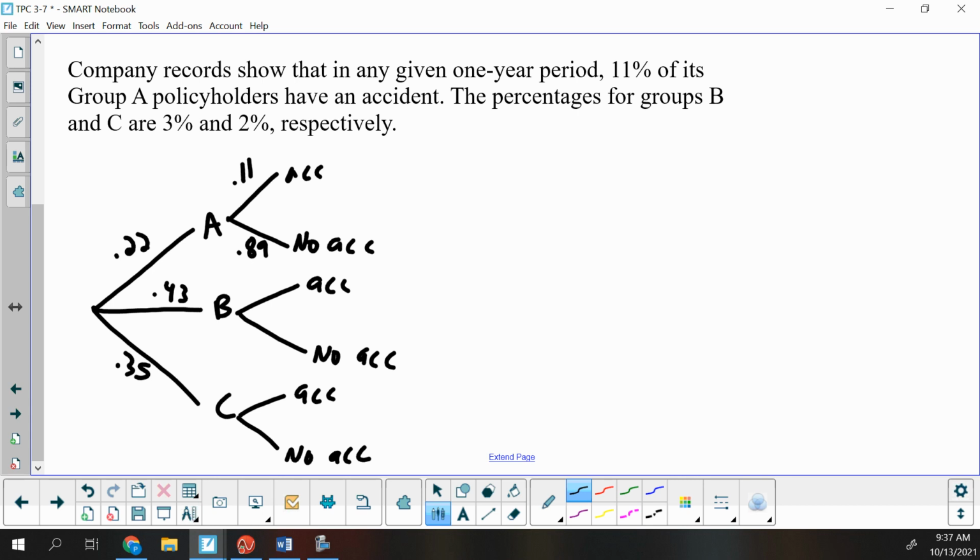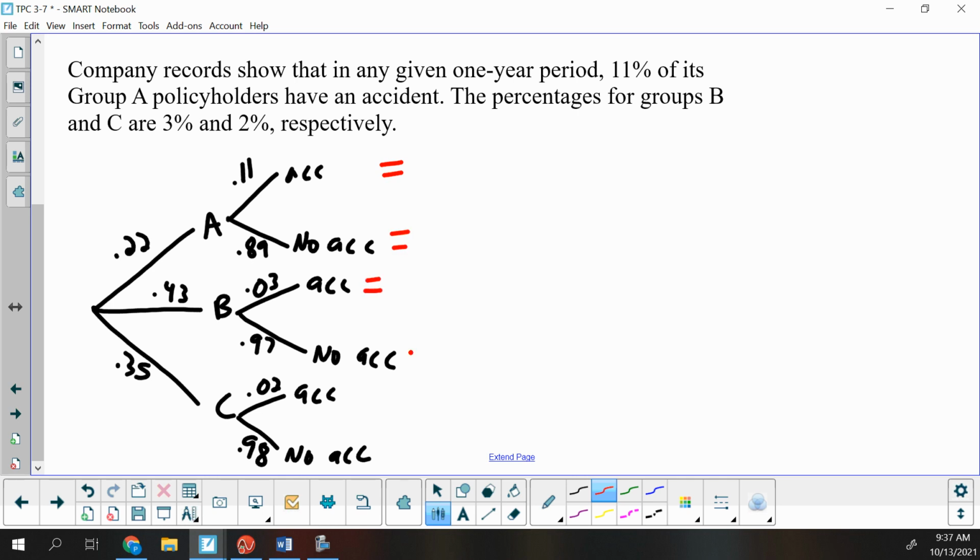In Group B, we had 3% that had an accident. If you're not sure of what's meant by respectively, they did B and C in that order, so then the percentages are in the corresponding order. So B's percentage comes first, C's comes second. So we have 0.03 for B's accident. If 3% had an accident, that means that 97 did not, so 0.97 there. C's accidents were 0.02, because 2%, meaning 0.98, did not have an accident.